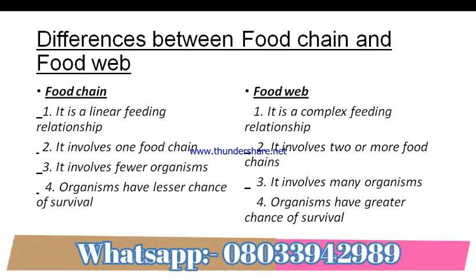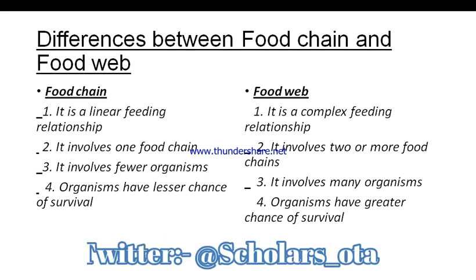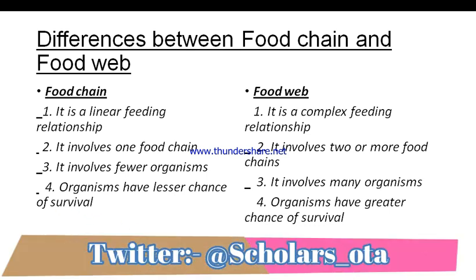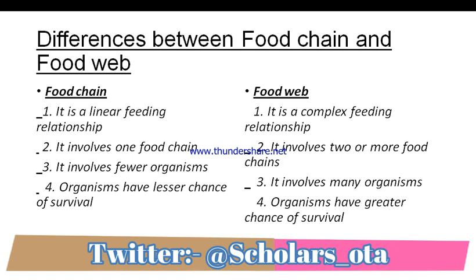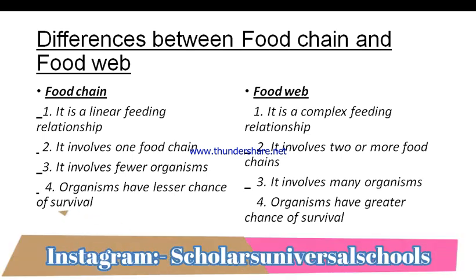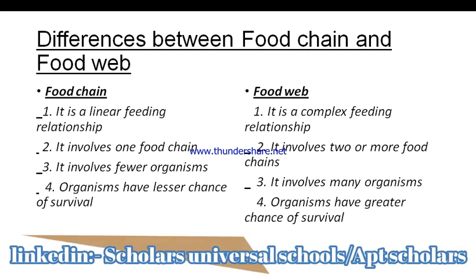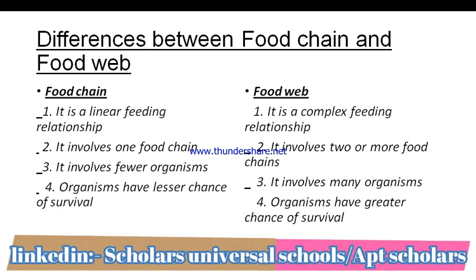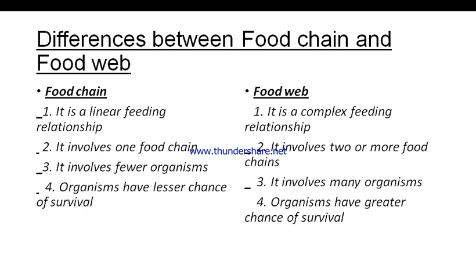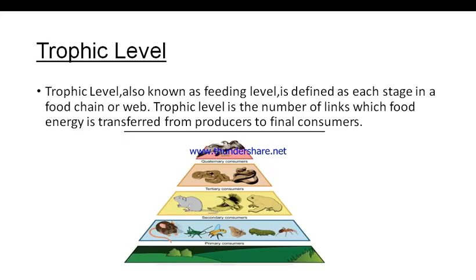While in the food web, organisms have a greater chance of survival because there are alternatives to get food. So you can see that the food web has better options than the food chain. So I think we can understand what a food web is and what a food chain is. So to the next slide, we'll be talking about the trophic level.